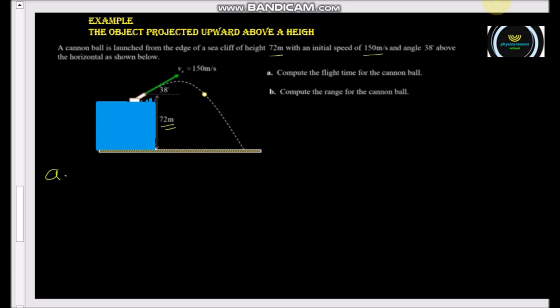Take out the given. You have given theta, the angle here, it's 38 degrees. It's projected upward in this way. And from this to this, let's say, is the initial displacement for the vertical. All right, good.